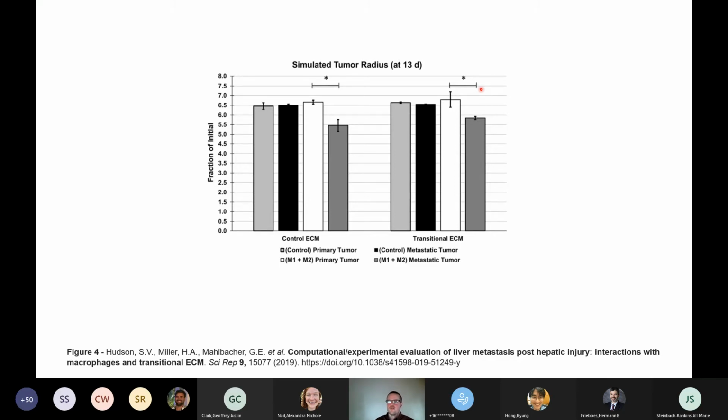With regards to macrophages, there were 2 control cases with undifferentiated macrophages or monocytes only, as the light gray bar and black bars. The inclusion of type 1 and type 2 macrophages had no significant effect in the primary tumor compared to the controls, but it significantly lowered tumor growth in the metastatic tumor across both the control ECM and transitional ECM.